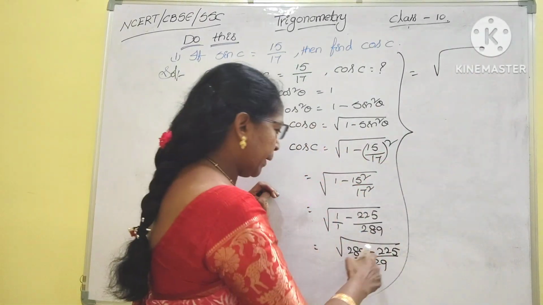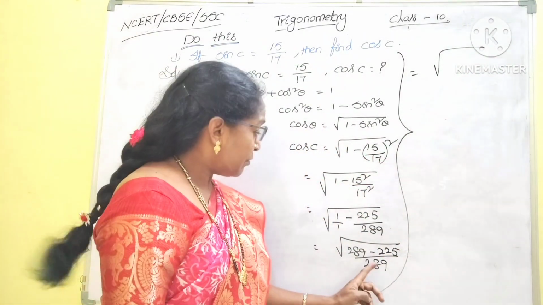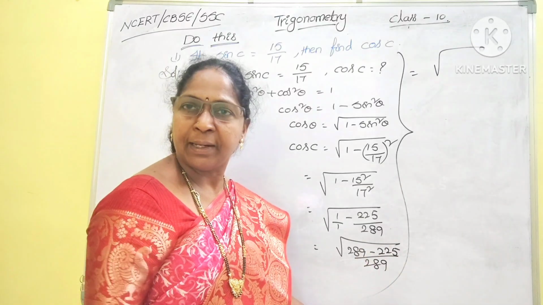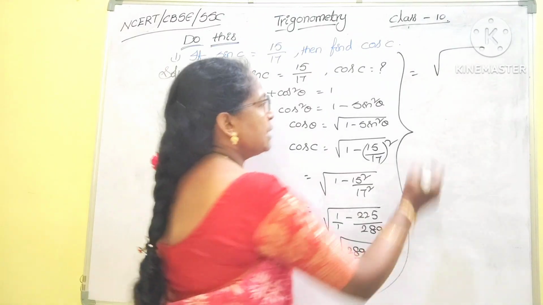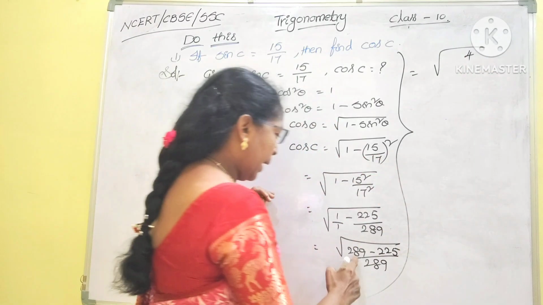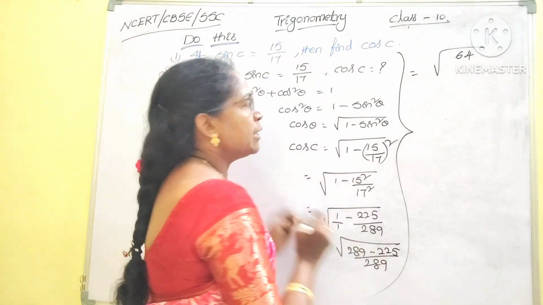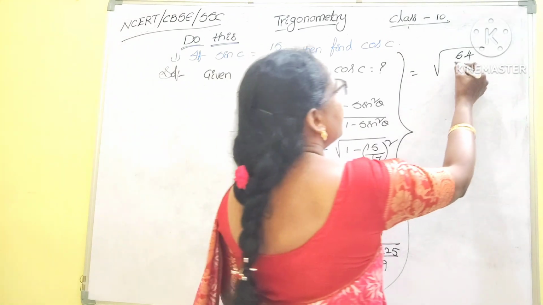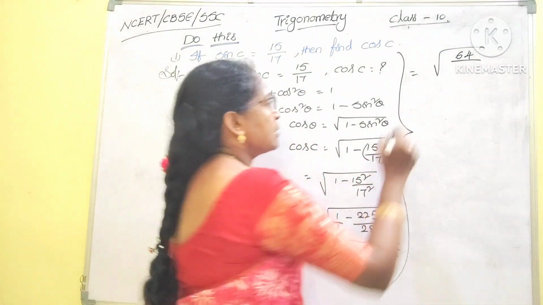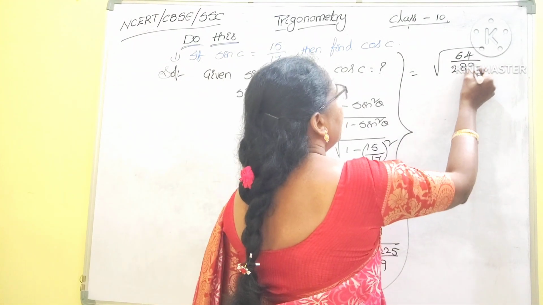Now write down square root of 289 minus 225. Directly you can subtract: 9 minus 5 is 4, 8 minus 2 is 6, 2 minus 2 is 0. So 64 is the remaining value, divided by 289.